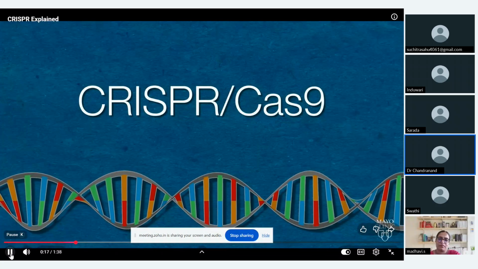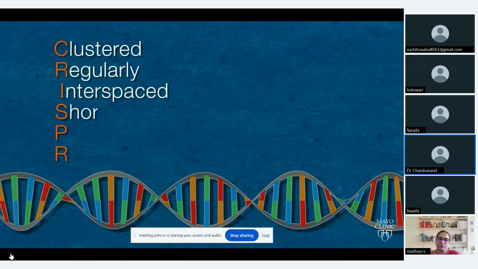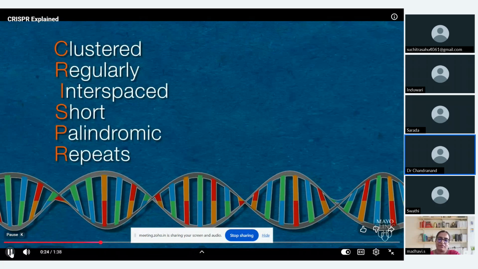CRISPR is short for clustered, regularly interspaced short palindromic repeats. So these short sequences are clustered. They are regularly clustered in the sense that nucleotides are in small clusters. It could be 2 to 7, 5 to 8. In short palindromic repeats, it will be there.